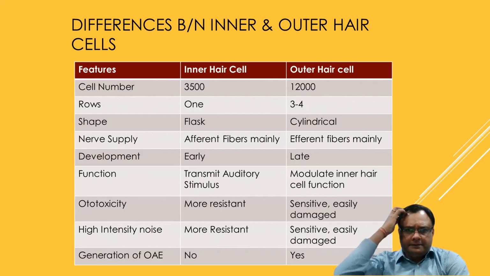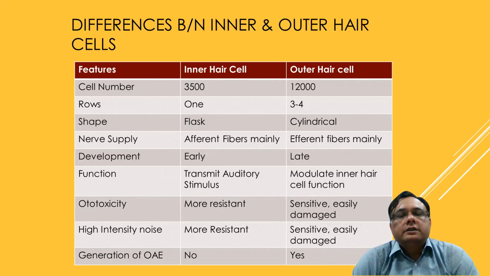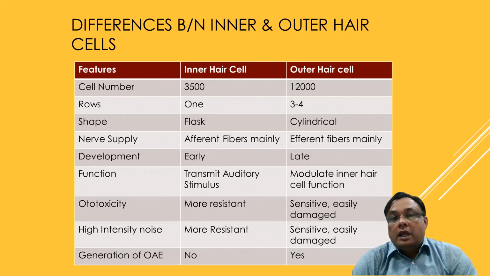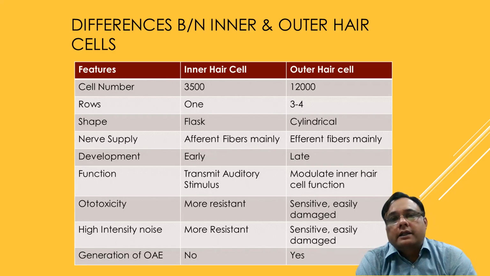The inner hair cells develop early, while outer hair cells develop late. The main function of inner hair cells is to transmit auditory stimulus, while the main function of outer hair cells is to modulate inner hair cell function. Inner hair cells are more resistant to ototoxicity, while outer hair cells are less resistant. Inner hair cells are more resistant to high intensity noise, while outer hair cells are less resistant to high intensity noise. OAE generation is possible in outer hair cells, while it is not possible in the inner hair cells.